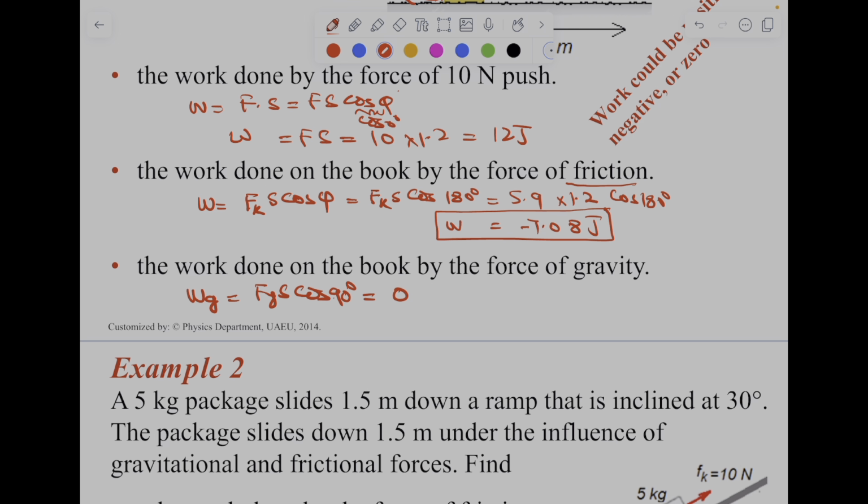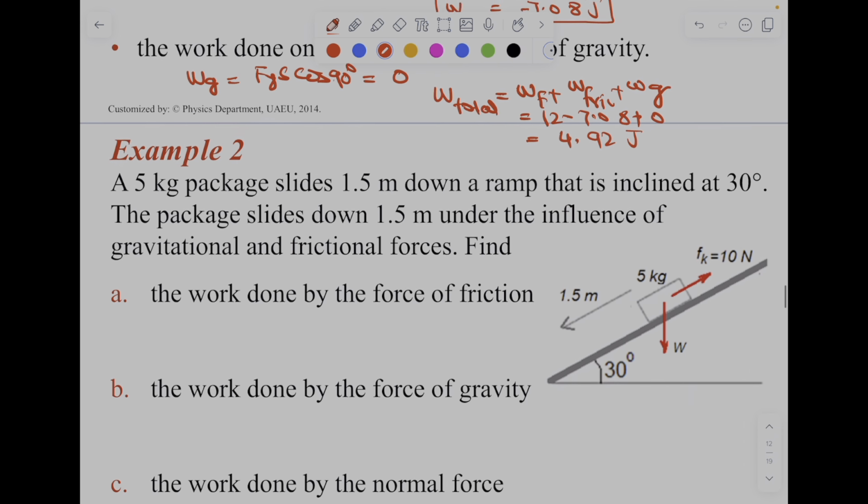So what will be your total work? Your total work done is the work done by the force plus the work done by the friction plus the work done by the gravity. So this is 12 minus 7.08 plus 0, and you will get total work done, which is 4.92 joules. Okay, move to the next example.